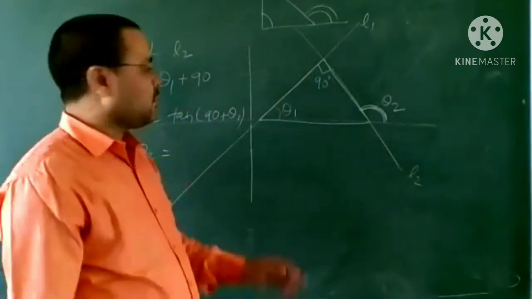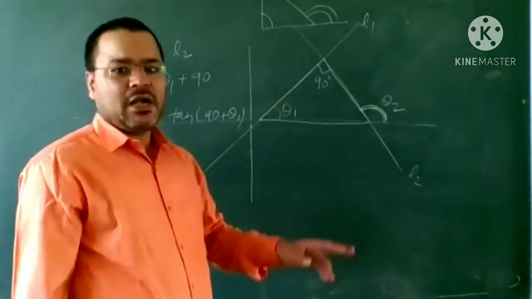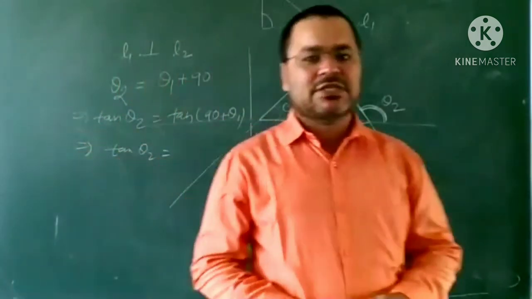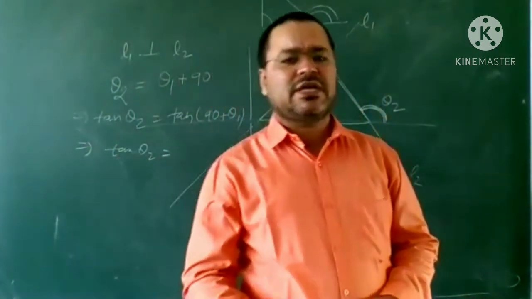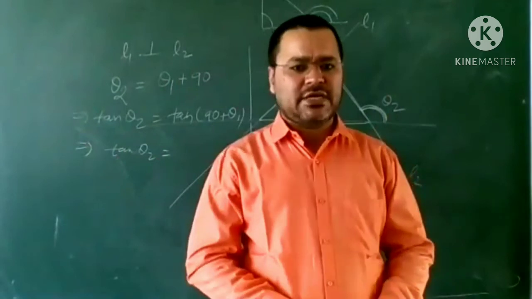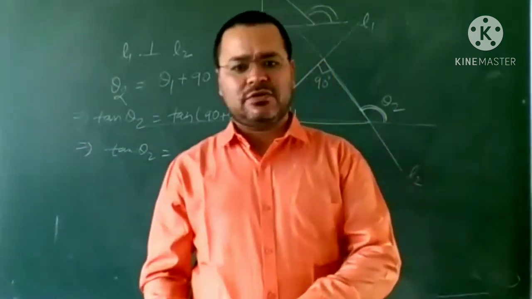Okay. So here 90 minus theta, just like sin 90 minus theta is equal to cos theta. Cos 90 minus theta is equal to sin theta. Tan 90 minus theta is equal to cot theta.